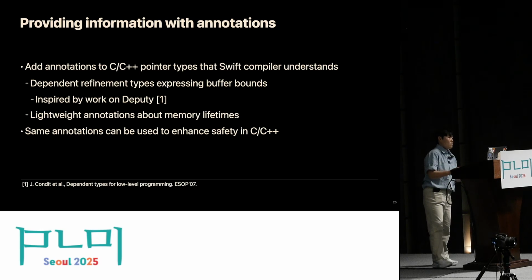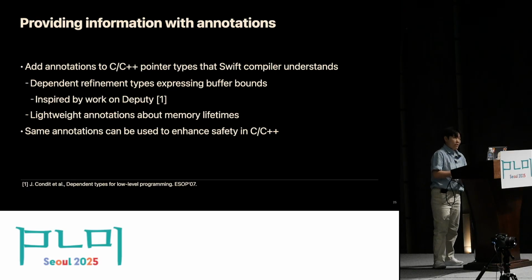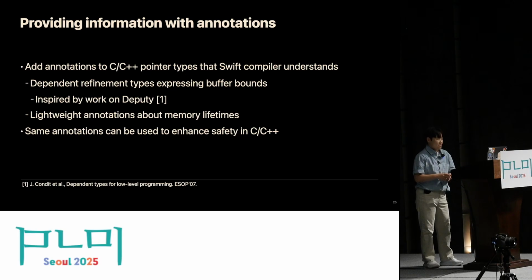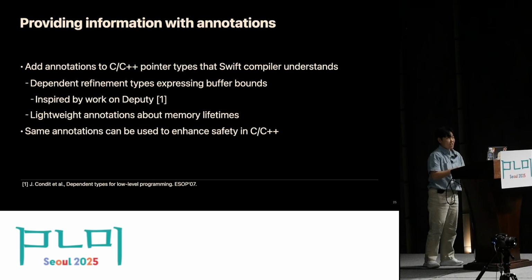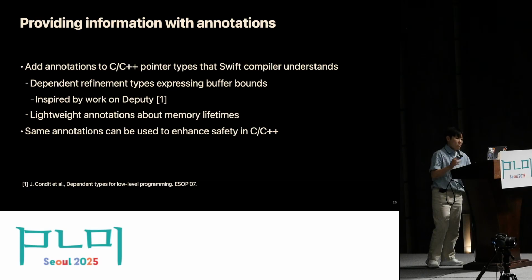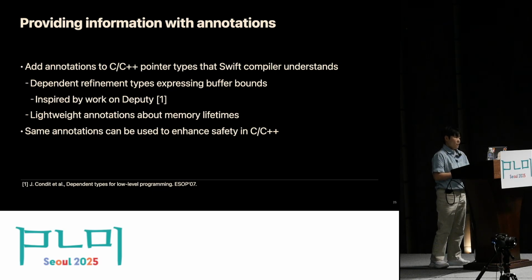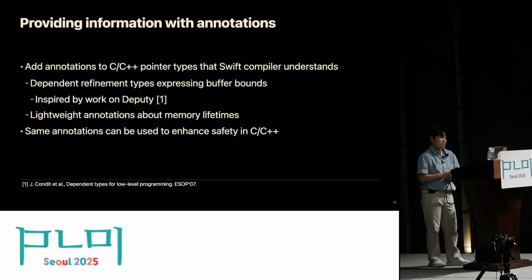There are many annotations for C and C++ code that Swift can understand now. But when it comes to pointers that do not own their memory, there are largely two groups of annotations. First, there are bounds annotations that turn the annotated types into dependent refinement types that depend on other values that contain the bounds information. This work is inspired by the academic work on the Deputy system that was published in 2007. Additionally, there are some annotations that provide a concise way to express the lifetimes of memory.